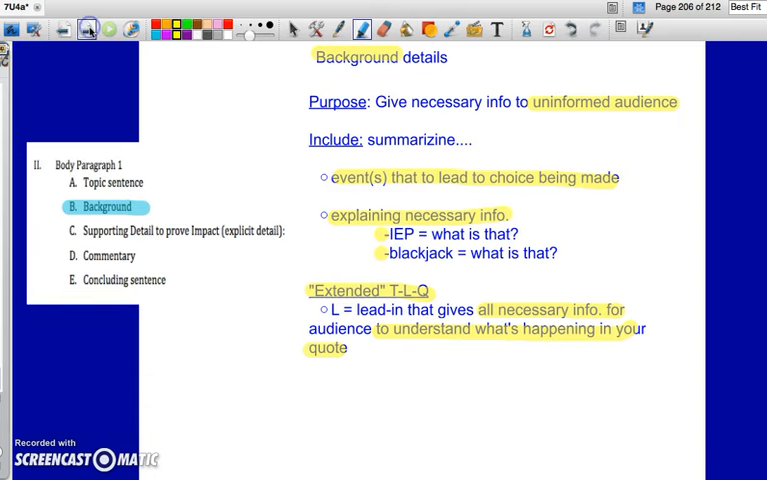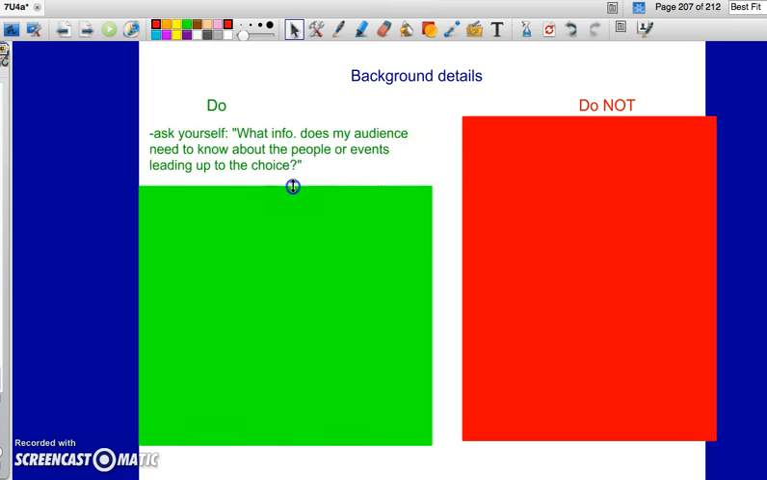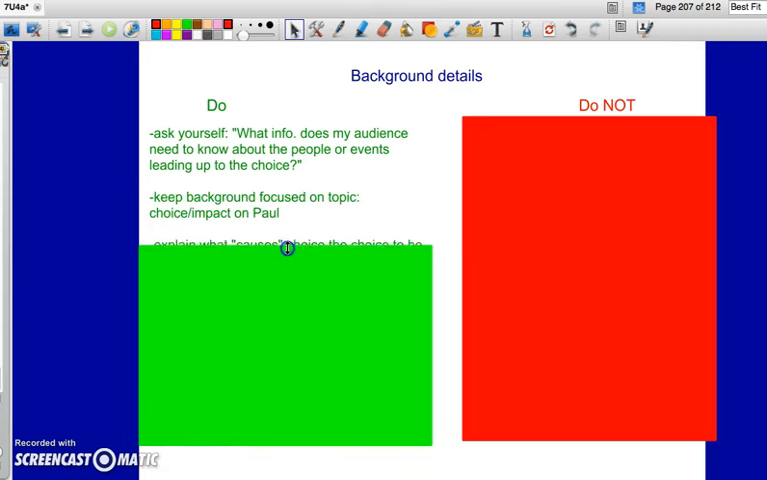So some information and some do's and don'ts about background details, and bear with me on this because there's a few of them. So do's for background. Do just first ask yourself, what information does my audience need to know about the people or events leading up to this choice? So who's involved in the choice? What's happening beforehand? Why do they make the choice? All of those are important to include.